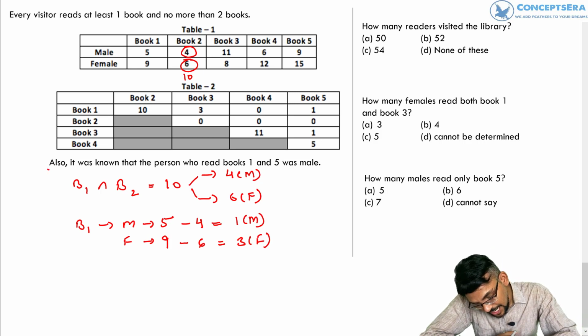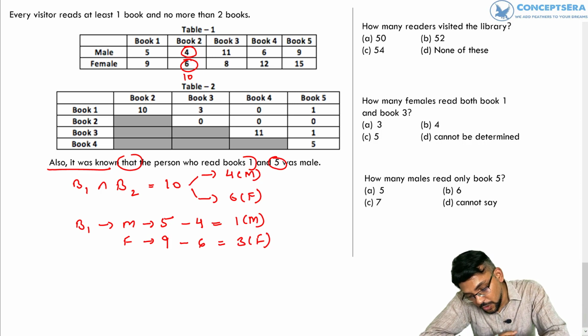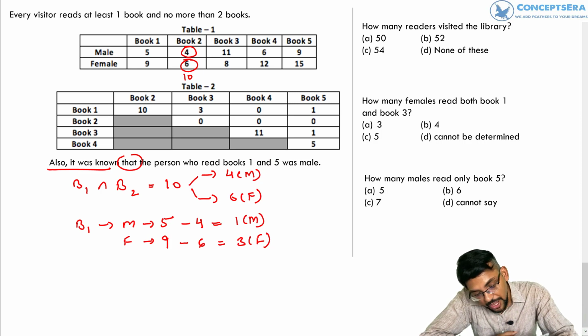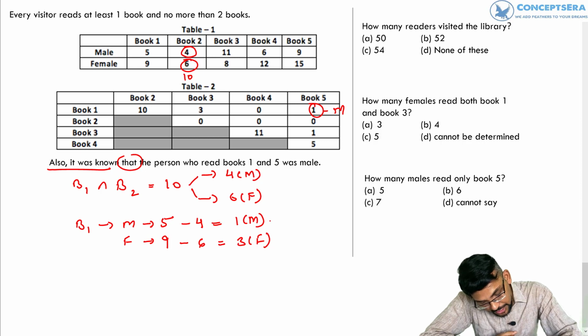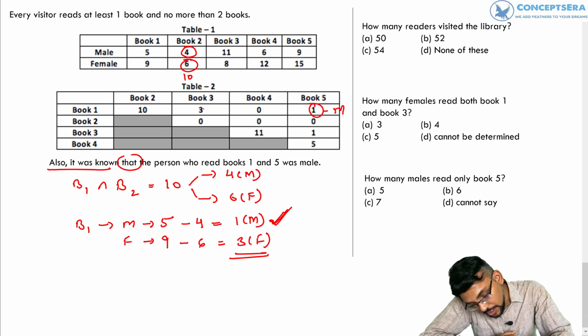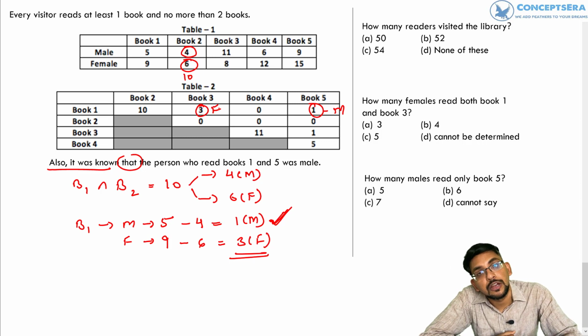Now if you look at the last line here, it is known that the person who read book 1 and book 5 was male. So this person has to be male here. This one is definitely male. When this one is male, all these 3 females should be clubbing with book 3. So all these 3 should be female here.